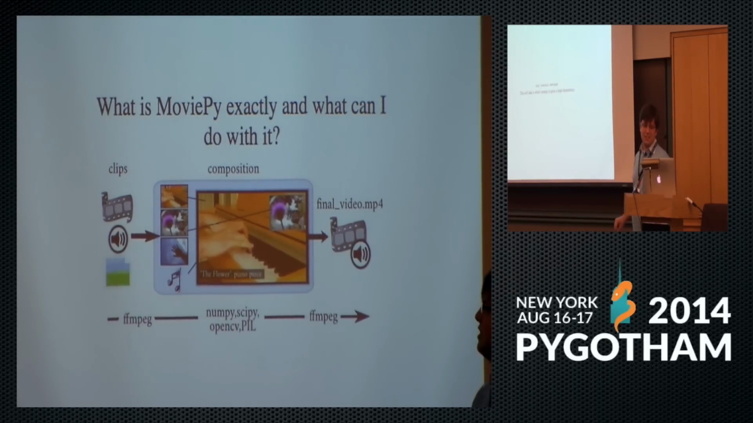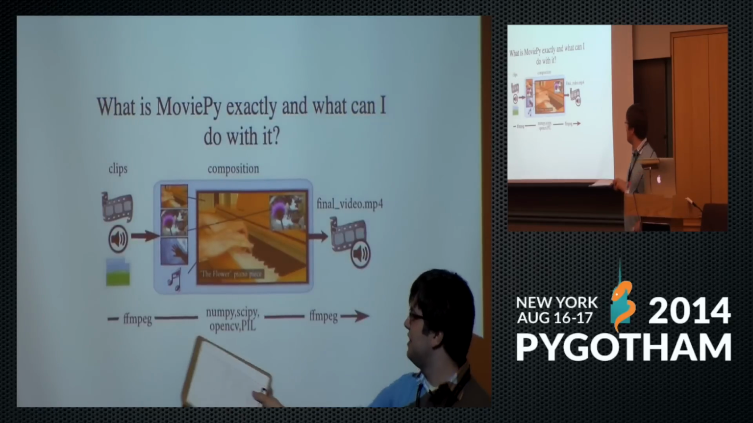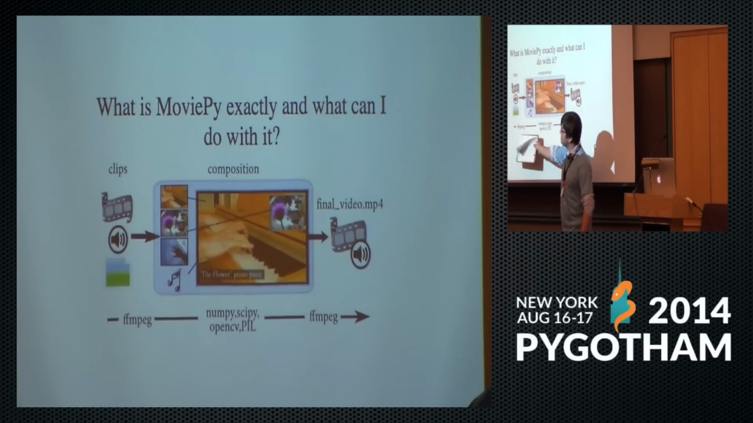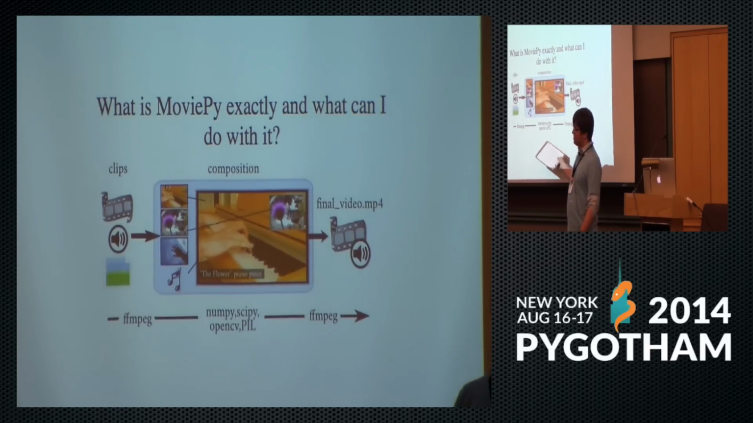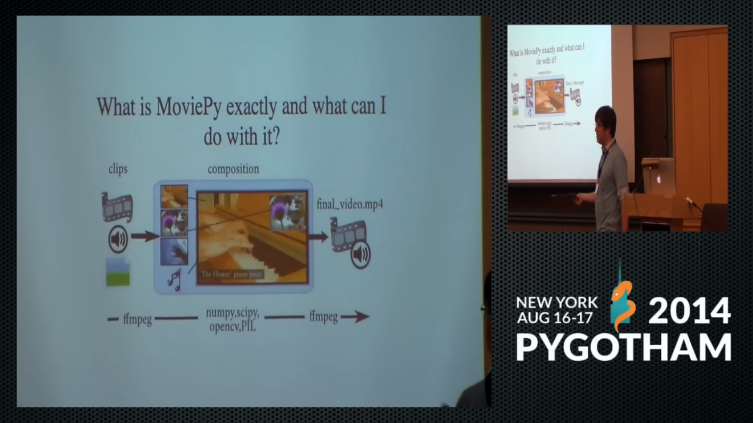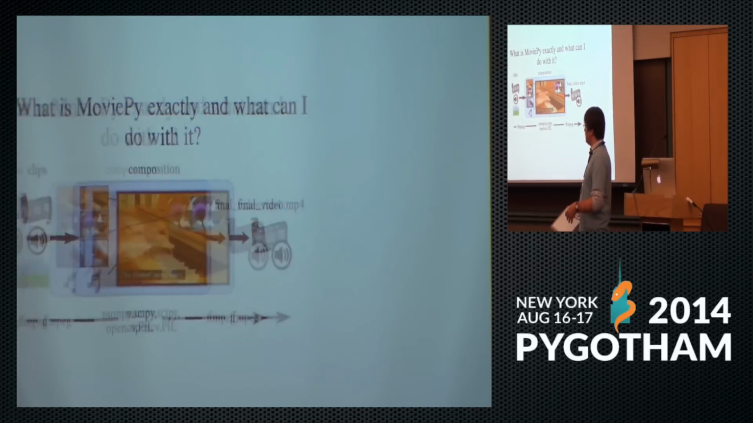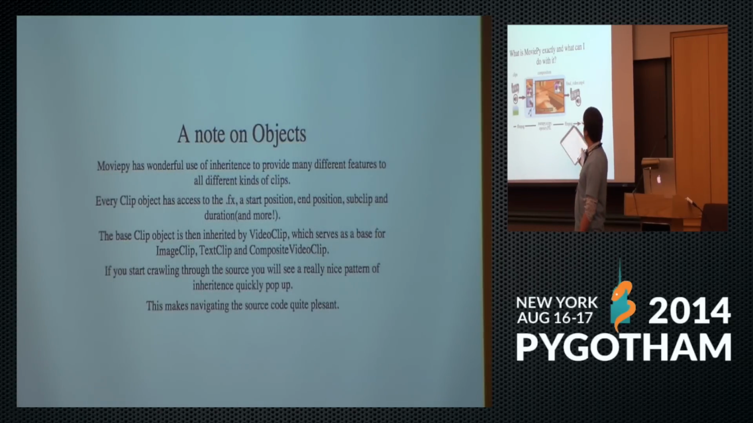So pip install MoviePy. This is from their documentation. This is a general layout of how it works. You give it some clips, FFmpeg reads it, then you can use NumPy, SciPy, OpenCV, or the Python imaging library, as well as GIMP and ImageMagick, and a couple others. I think those 6 are it. But use those things to compose different images, to change what's going on, to add some effects to your video, and then the output is all sewn together with FFmpeg.